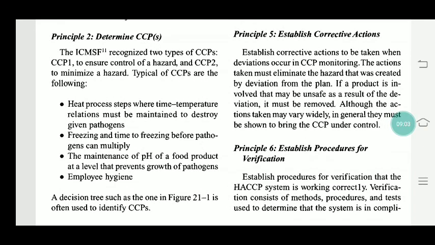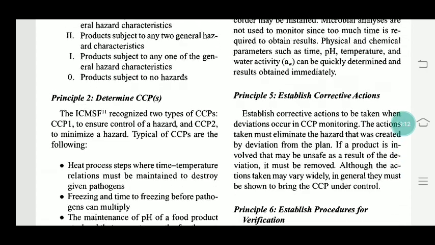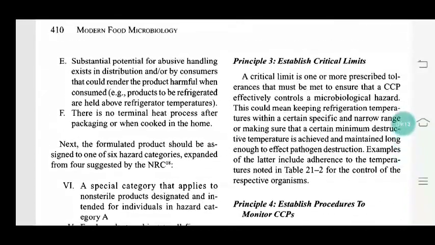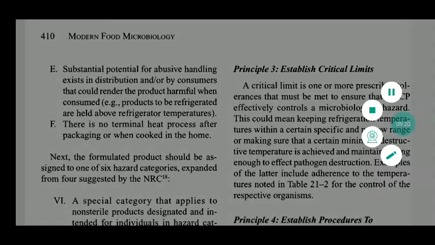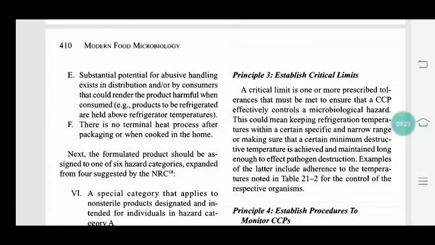So in this section we are going to determine the critical control point of our food. Now we are going to learn about the third principle, which is to establish critical limits. So in the third principle we are going to check the critical limits on the basis of the CCP, the critical control point.